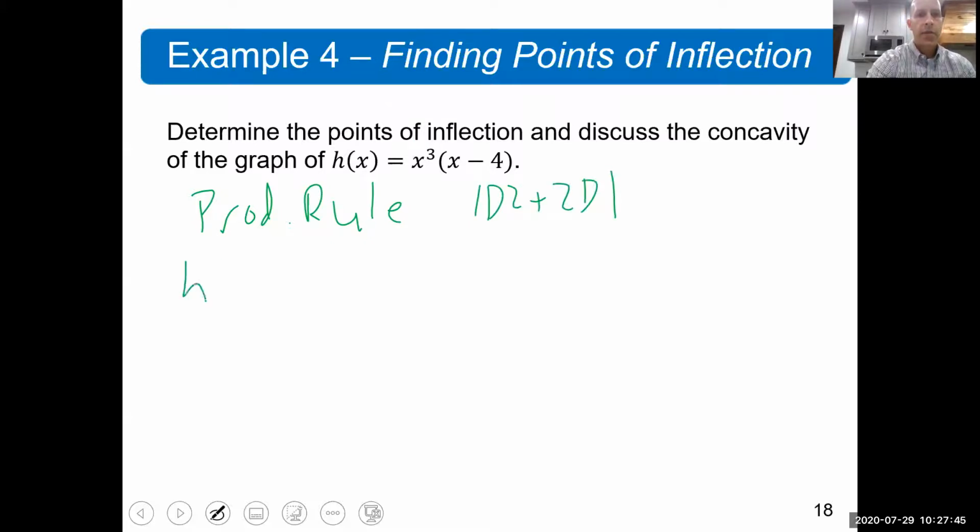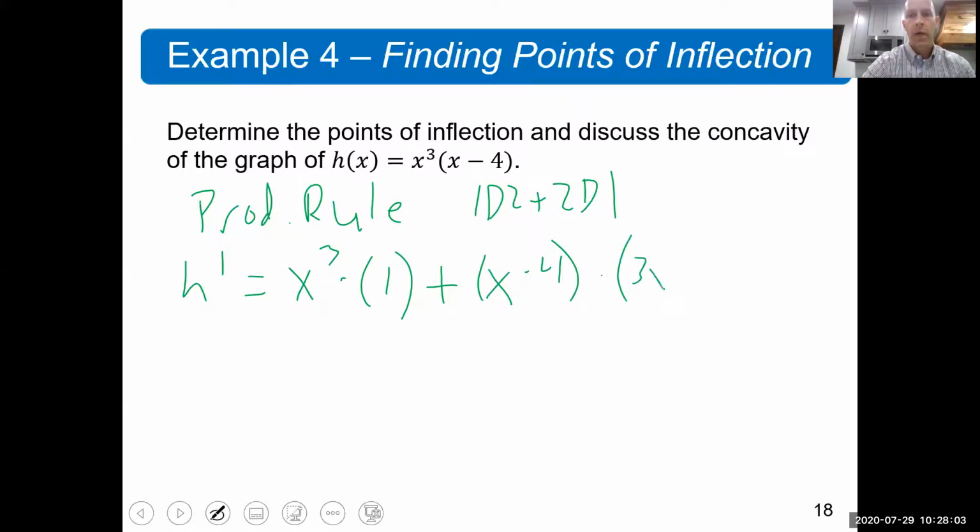So to find h prime, I'm going to do 1, which is x to the third, times the derivative of the second, which is just 1, plus 2, which is x minus 4, times the derivative of 1, which is going to be 3x squared. Then if we clean that up, that's going to give us 4x to the third minus 12x squared.